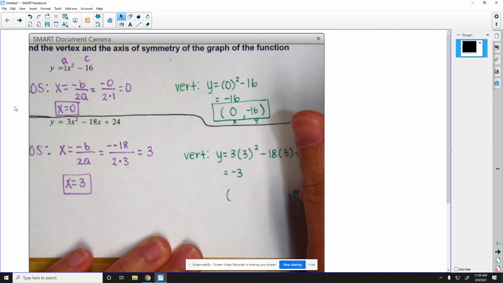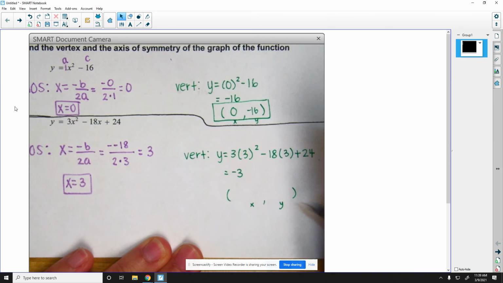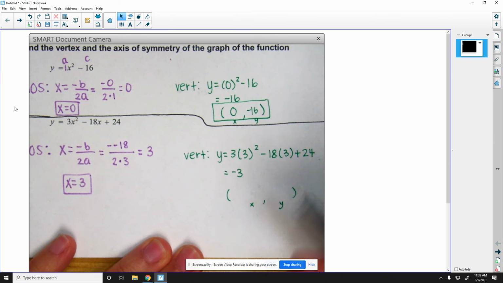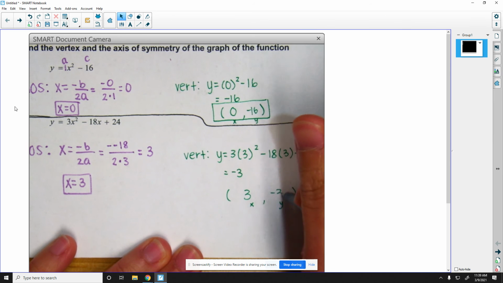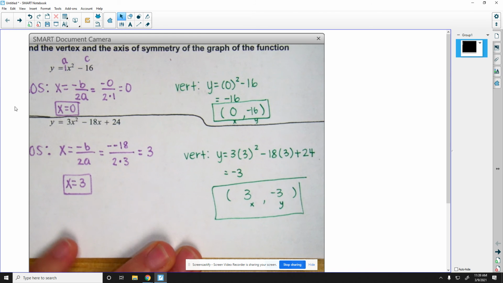So your vertex is an x comma y. What did you get as x? Right here. Oh, x is 3. What did you get as y? Right there, -3. So that's my vertex, 3 comma -3.